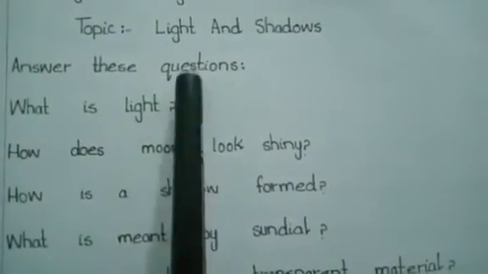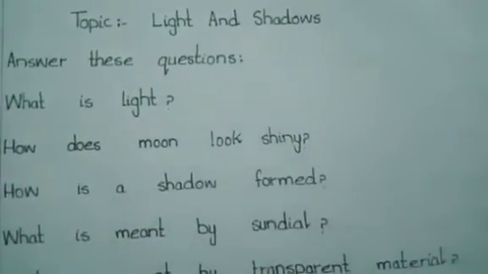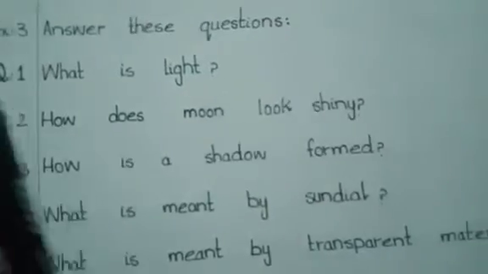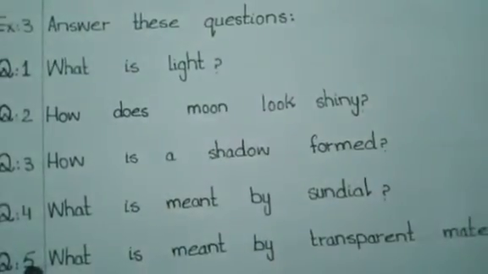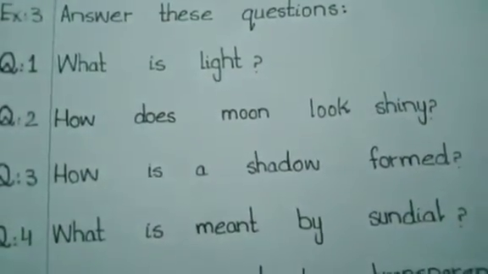Today we will revise the question answer of chapter number 13, Light and Shadows. Exercise number 3 is answer these questions. The first question is, what is light?